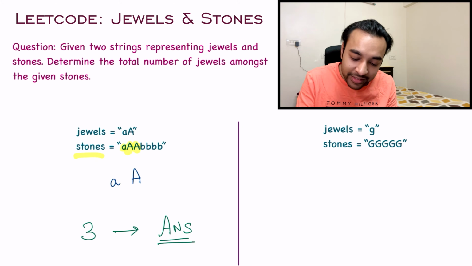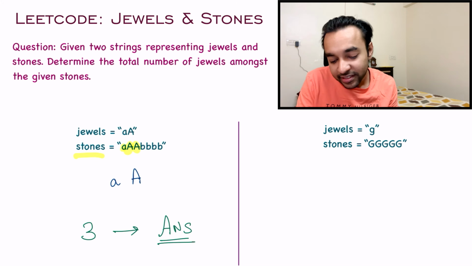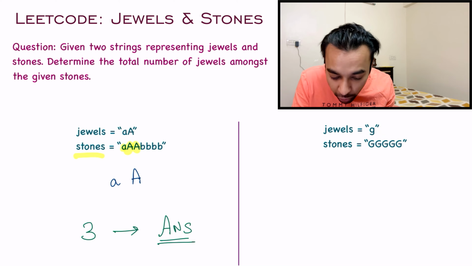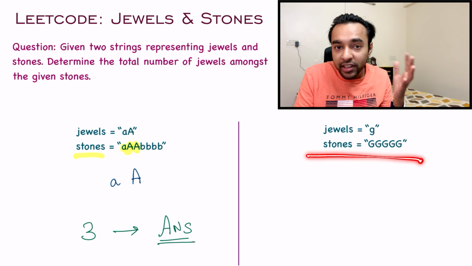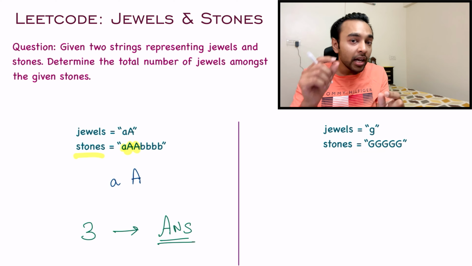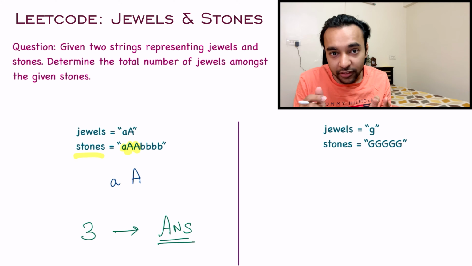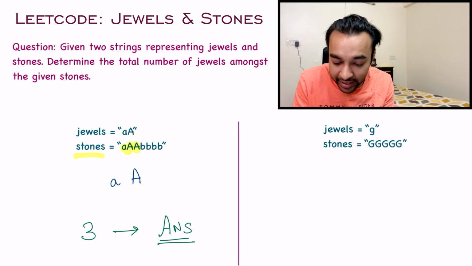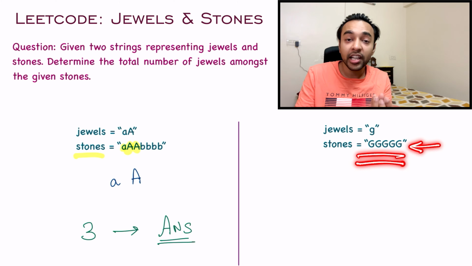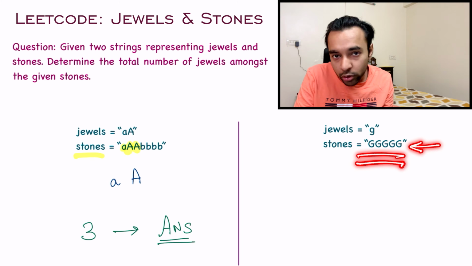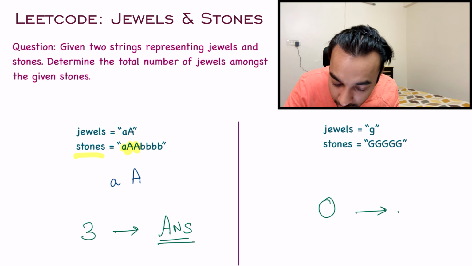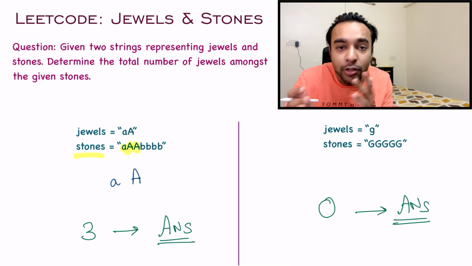Similarly, let us look at our second test case. In the second test case, I only have one jewel and that is a small g. And what are the stones I have? I have all capital G's as the stones. Notice that in this problem, these characters are case sensitive. So in the second test case, you cannot find any small g in your stones, right? And hence there are no jewels at all. So for your second test case, 0 will be your answer because you cannot find any jewels over here.